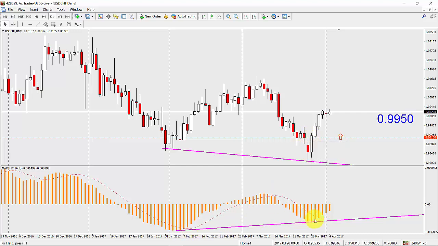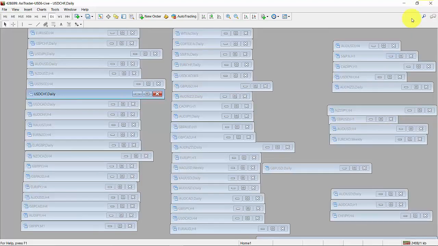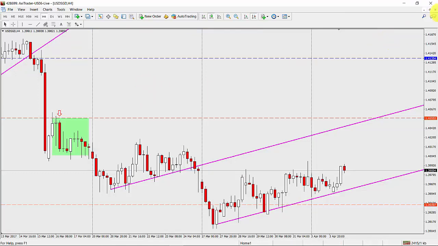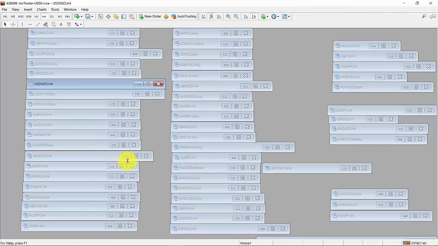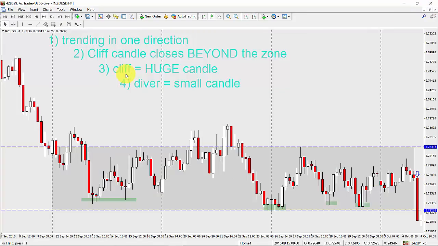Now, we also happen to have a divergence here, which is not really that critical, but I was talking about that earlier today in the video. But the important thing here to note for you guys, sorry, not the Singapore dollar. I keep going back to the Singapore dollar. We'll talk about Singapore dollar at the end of this session. But right now, it's important to note that the cliff candle clearly breaches the zone and the diver retouches it.